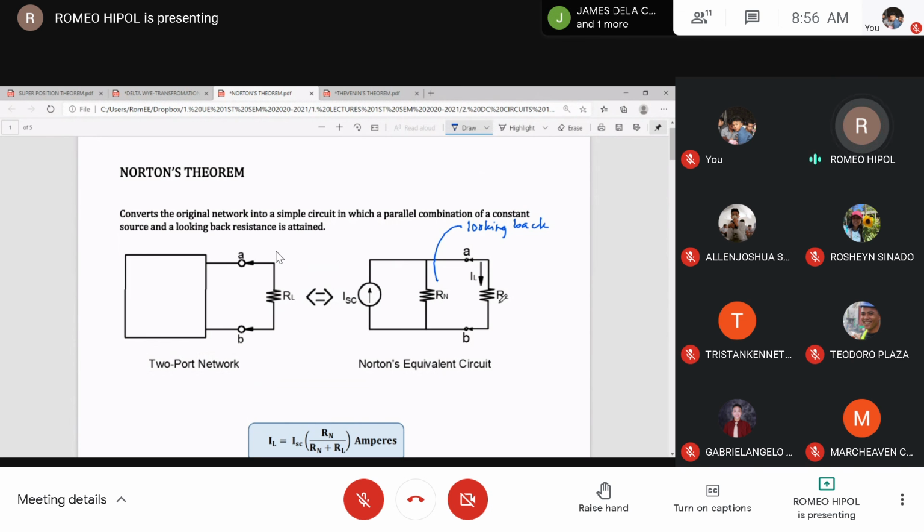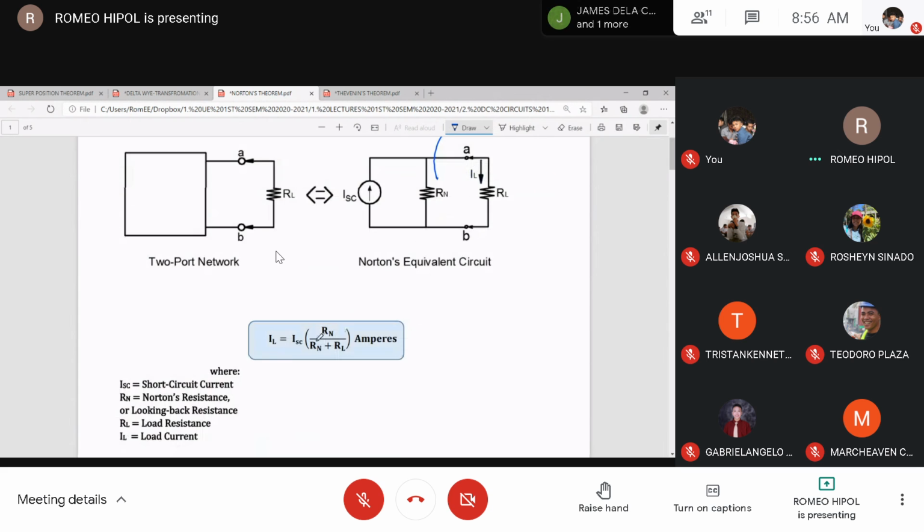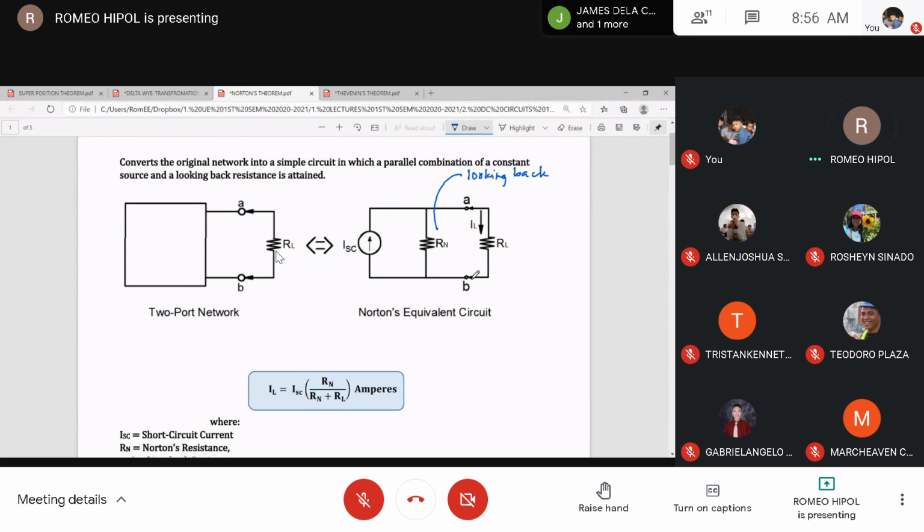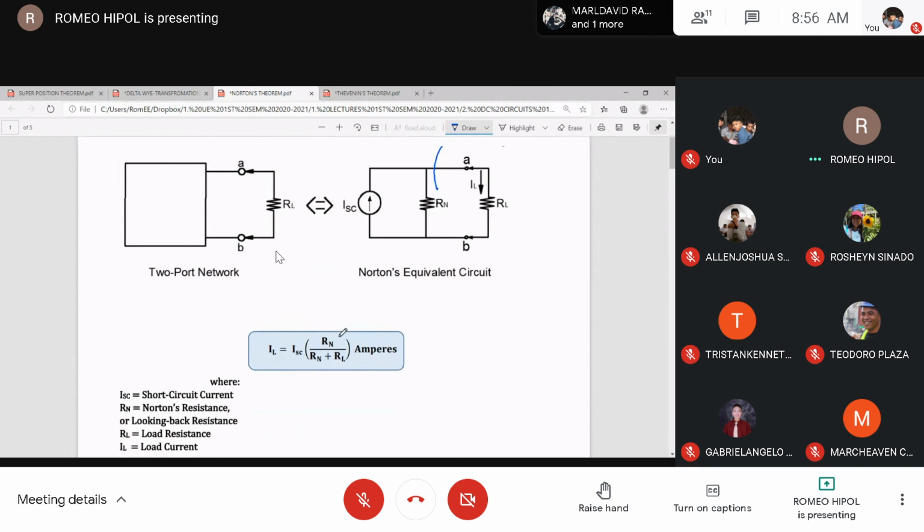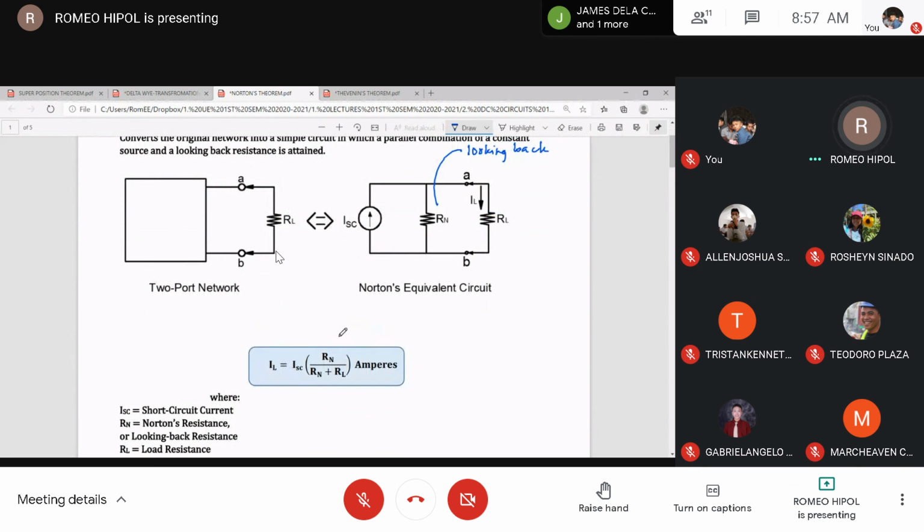So, sa tingin nyo, ano yung formula na pwede natin gamitin to find the load current? So, to find the load current, we are going to apply the current divider principle. Naintindihan? So, yung current divider principle natin, ito na yung simplified circuit, formula. Naintindihan? We will just apply the current divider principle to the Norton's theorem to find the load current. Okay, by the example.